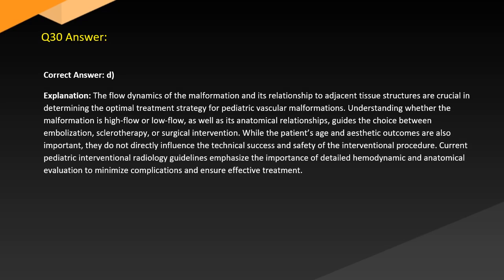Answer. Correct answer: D. Explanation. The flow dynamics of the malformation and its relationship to adjacent tissue structures are crucial in determining the optimal treatment strategy for pediatric vascular malformations. Understanding whether the malformation is high flow or low flow, as well as its anatomical relationships, guides the choice between embolization, sclerotherapy, or surgical intervention. While the patient's age and aesthetic outcomes are also important, they do not directly influence the technical success and safety of the interventional procedure. Current pediatric interventional radiology guidelines emphasize the importance of detailed hemodynamic and anatomical evaluation to minimize complications and ensure effective treatment.